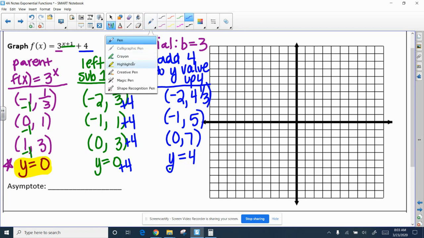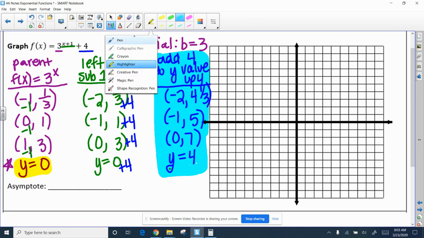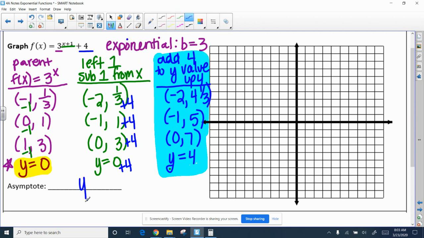So these are my final points, the points I'm going to be graphing here. My asymptote is y equals 4, so let's draw that in. That's a horizontal line at y equals 4. 1, 2, 3, 4. So it's crossing the y-axis at 4. So draw that in as a horizontal line.